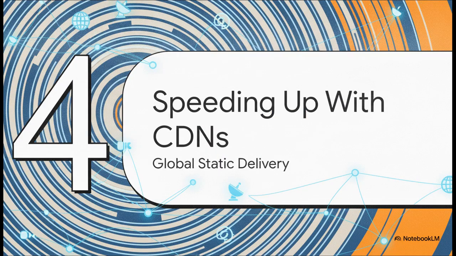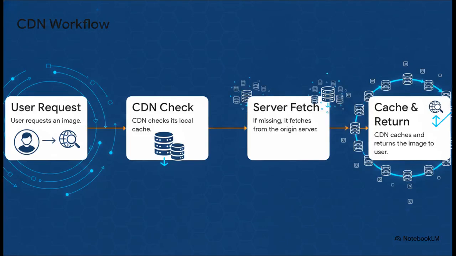Which brings us to stage 4, speeding up with CDNs. Okay, our core is stable. Next up, we need speed. We have to drastically slash load times for users who might be geographically halfway across the globe from our data center. We do this with a CDN, or Content Delivery Network. Basically, it's a geographically scattered network of servers that caches our static stuff, images, videos, JavaScript, closer to the user.